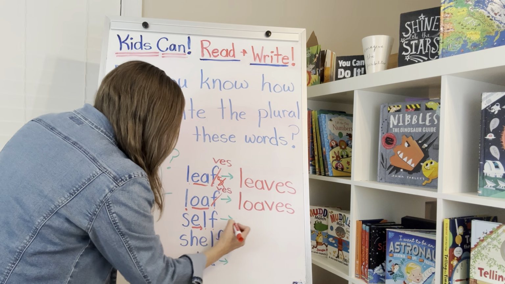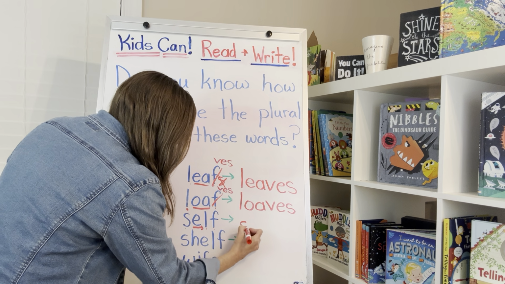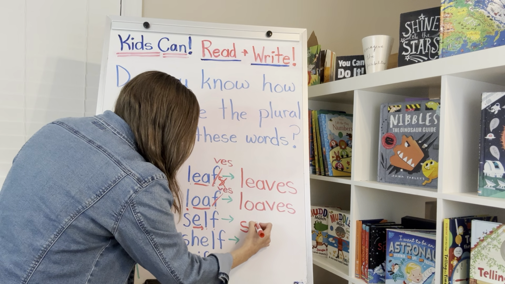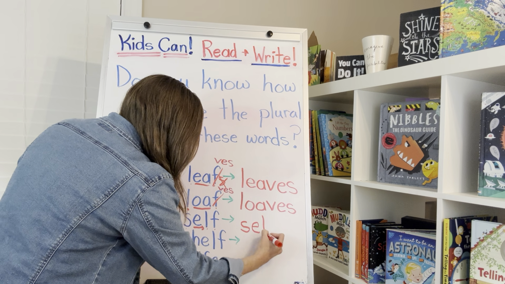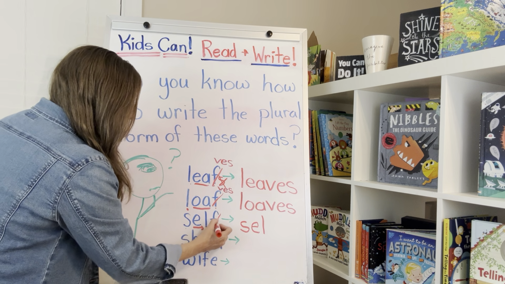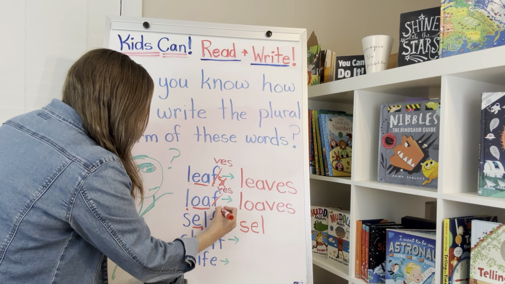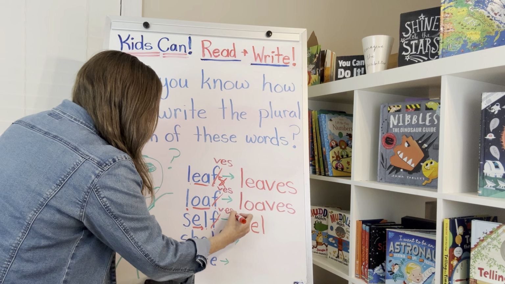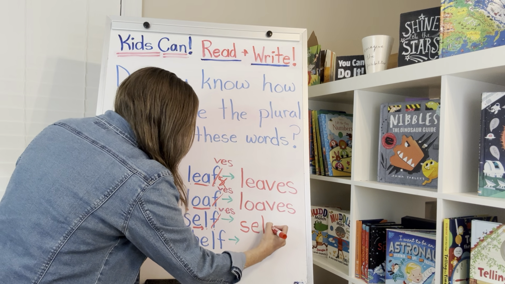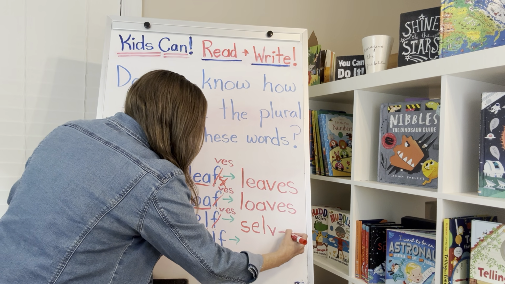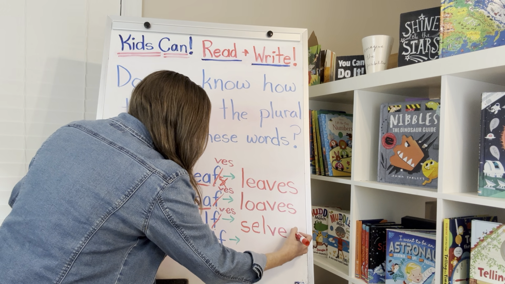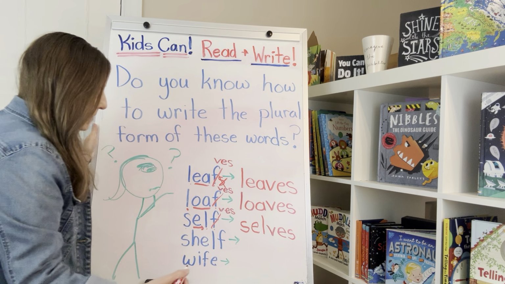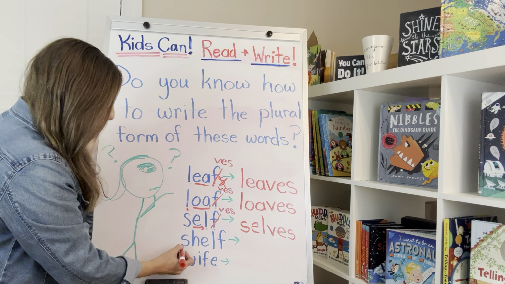So again, you should have started with the same spelling, S-E-L. But right when you get to that F, remember you're taking that off, changing it to the V, and adding that E and the S. Selves.